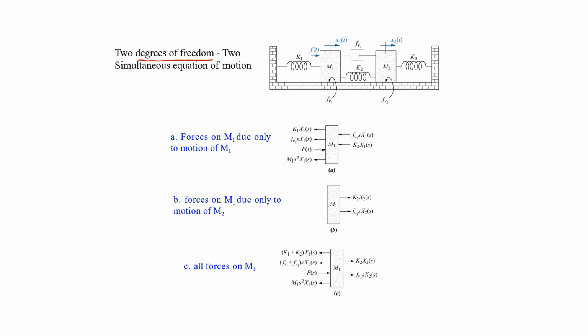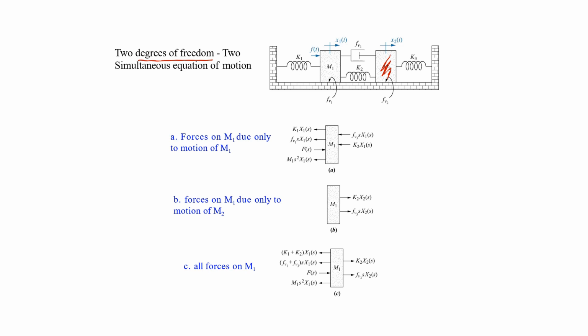So let's find the equation of motion for the mass m1. We have already discussed that for the equation of motion for m1, we will firstly draw the free body diagram for the mass m1, and firstly we will consider only those forces which act on m1 due only to the motion of m1. So it means that we hold m2 still, and now we want to find out how many forces are acting on the m1 when we move only m1.